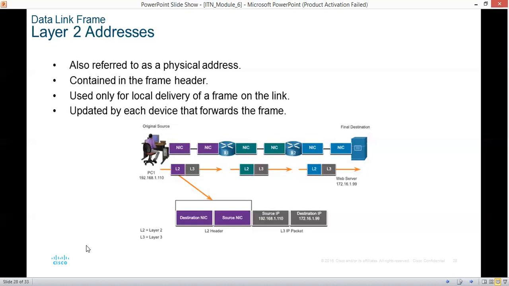Layer 2 addresses are also referred to as physical addresses. It's contained in the frame header, used for local delivery of a frame on the link, and updated by each device that forwards the frame. That's layer 2 addresses. And the layer 2 address is your MAC address. Please, you need to note that.